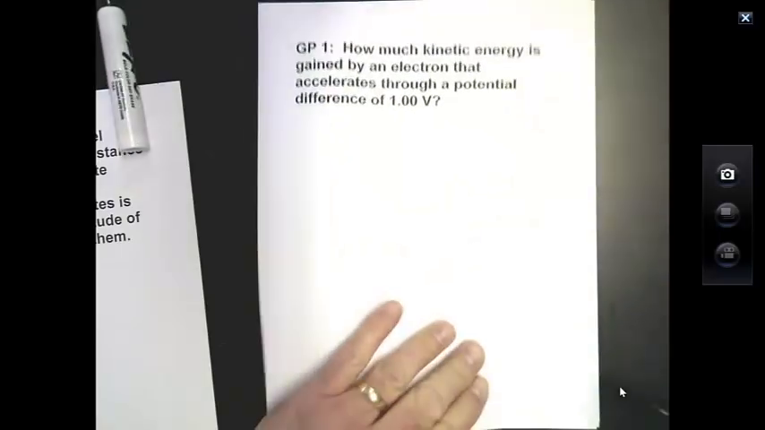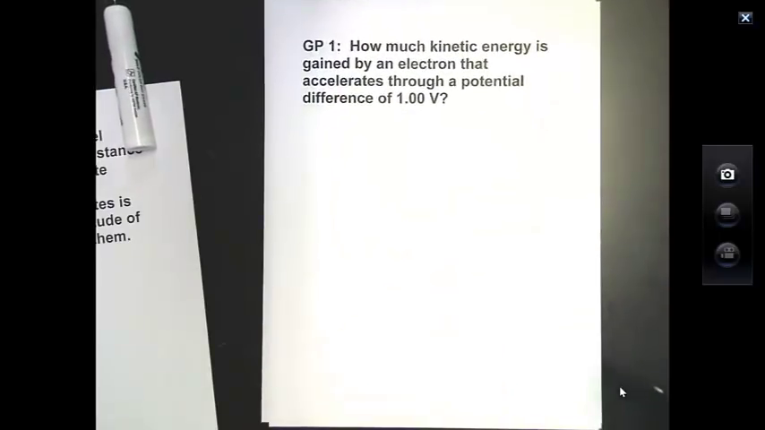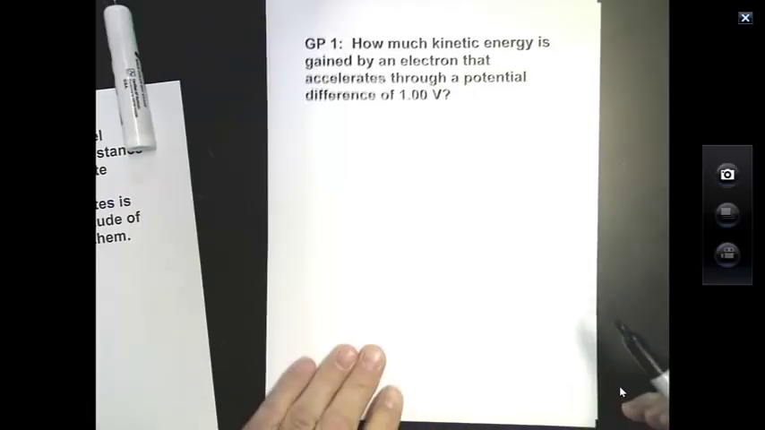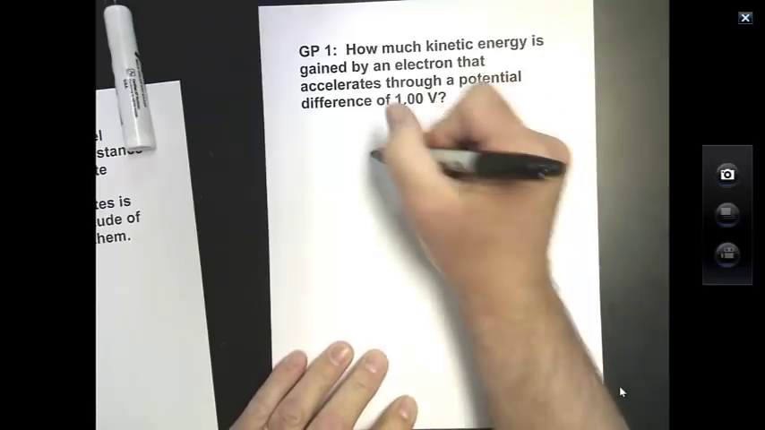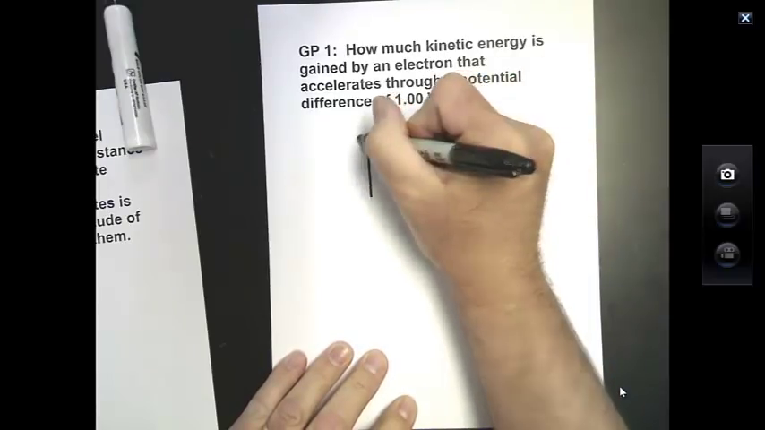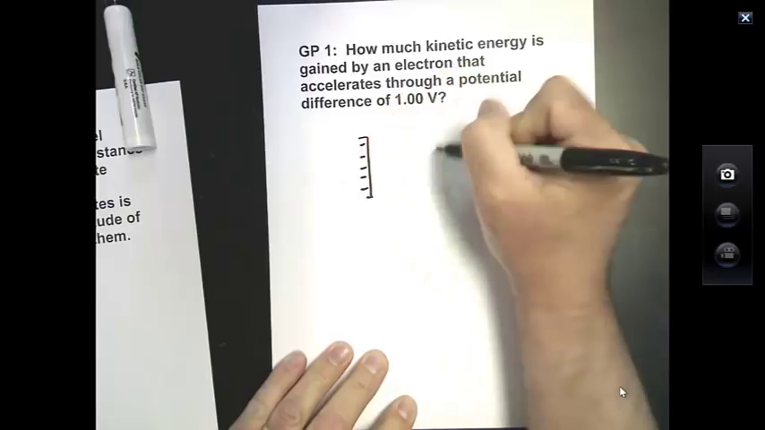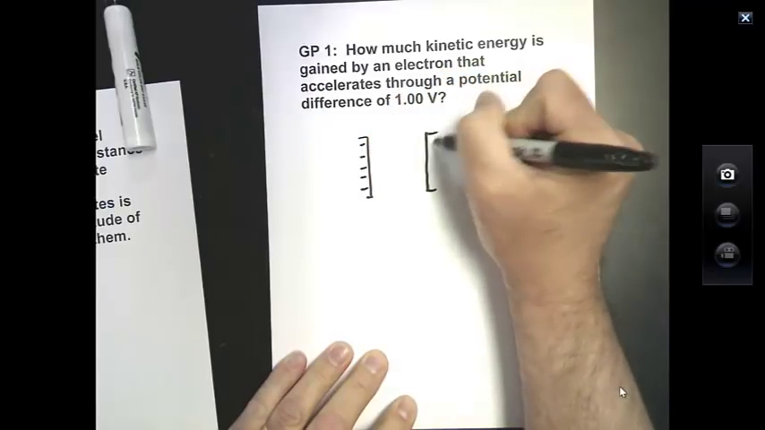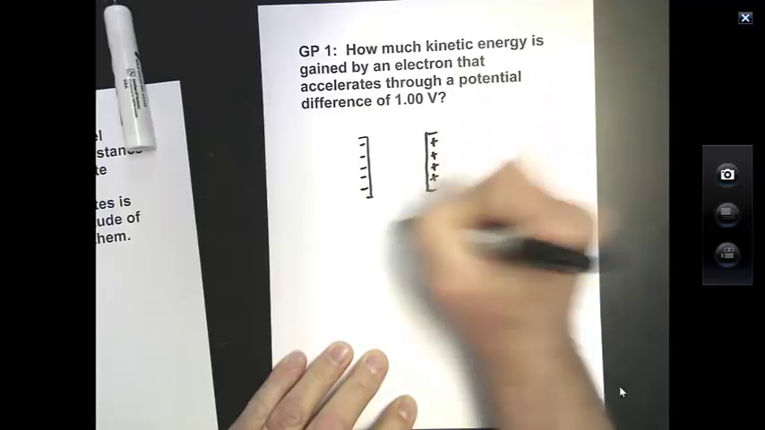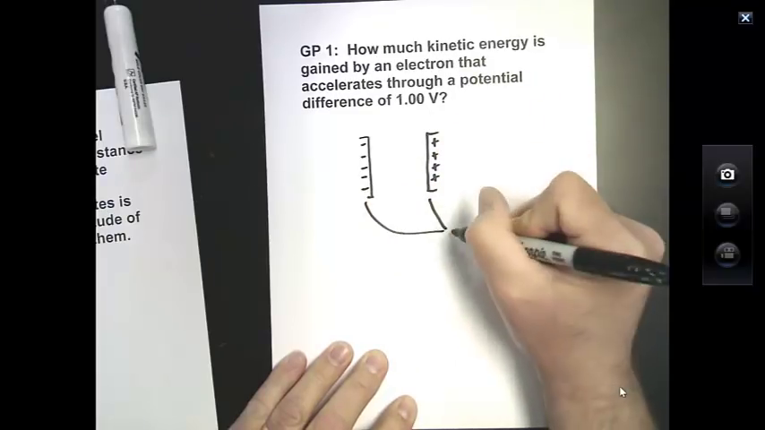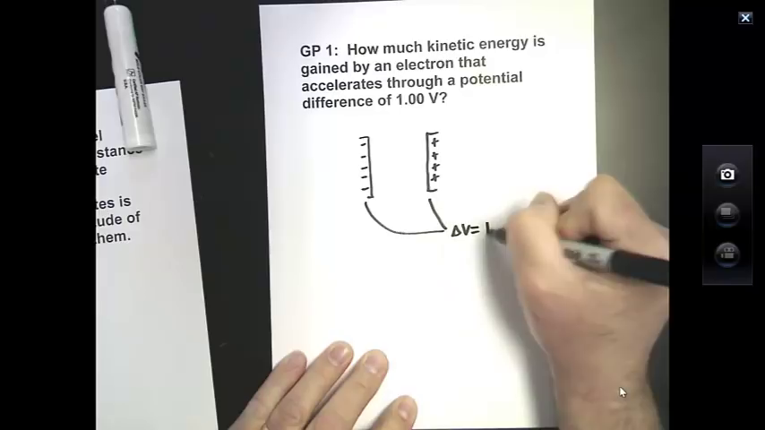Example 2: how much kinetic energy is gained by an electron that accelerates through a potential difference of 1 volt? Okay, so let's say I've got a negatively charged surface here and a positively charged surface over here. Let's say the potential difference between these two surfaces is 1 volt.